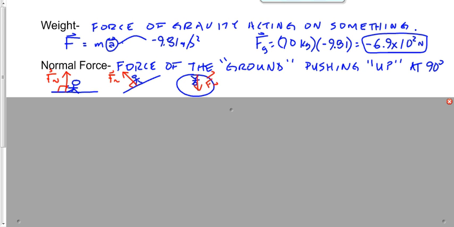Now, what I'm about to say is really, really important. Your weight is how heavy you are, right? It's the force of gravity acting down on you. But you know what? You don't feel your weight. How heavy do you feel right now? What do you weigh right now? What's your weight?